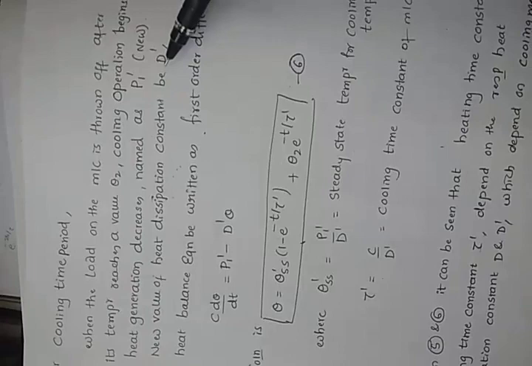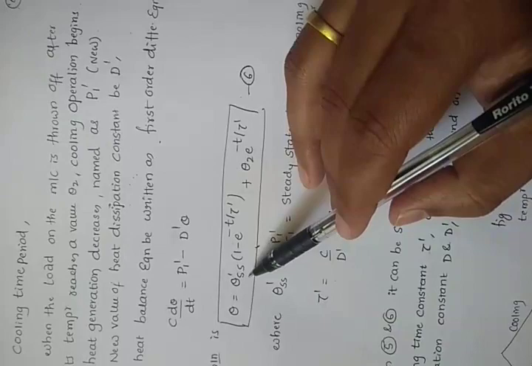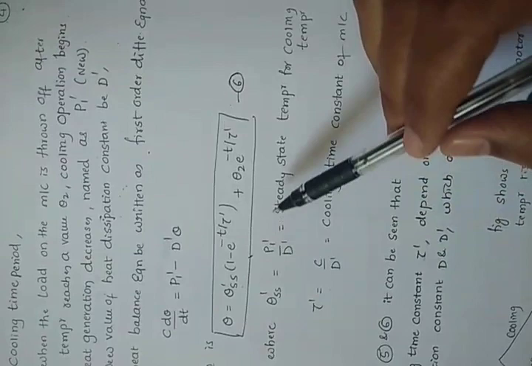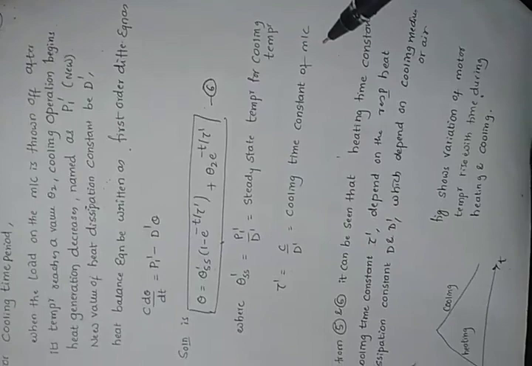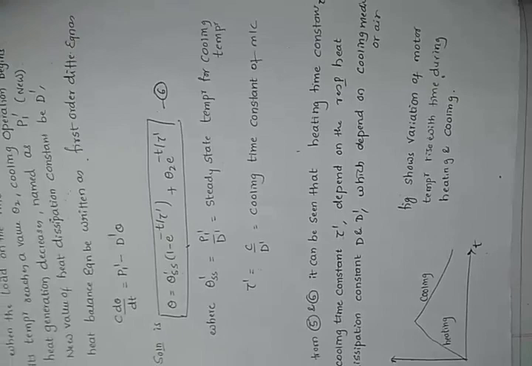This we have written. So the first order differential equation changes: P1 will change to P1 dash, and D changes to D dash. We'll get the solution, so we will get theta SS dash and tau dash, where theta SS dash is the steady state temperature for cooling, and tau dash is the cooling time constant of the machine. So for a heating time constant and for a cooling time constant, we'll get the equations. Up to this we have the equations for thermal modeling.